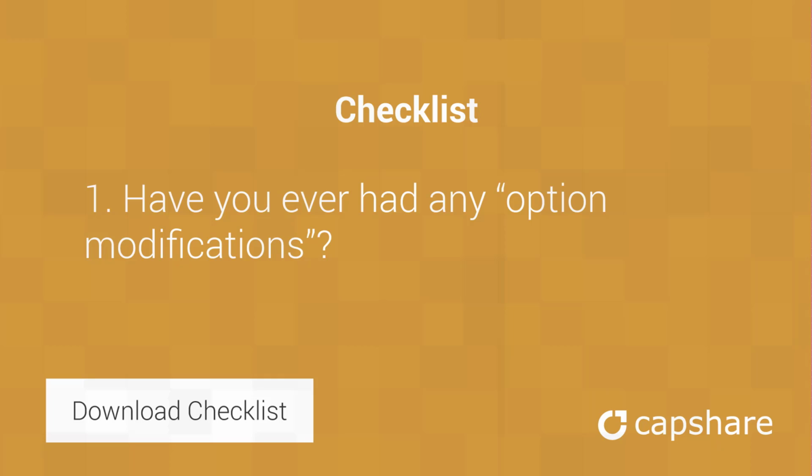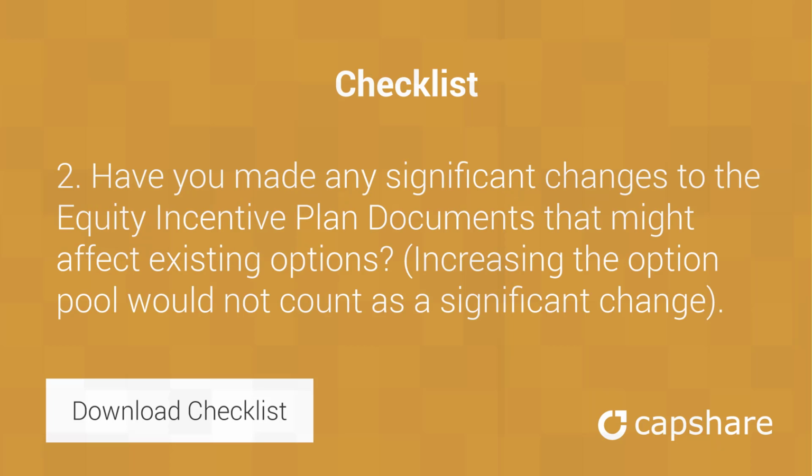Number one, have you ever had any option modifications? Examples of this would include a repricing event where your strike price actually changes for existing options, vesting schedules that were changed, an employee was terminated, but for some reason you allowed their options to continue to vest, early exercise provisions that were added to existing options, or any other changes made to existing option agreements. Number two, have you made any significant changes to the equity incentive plan documents that might affect existing option holders or options? And by the way, increasing the option pool does not count here.